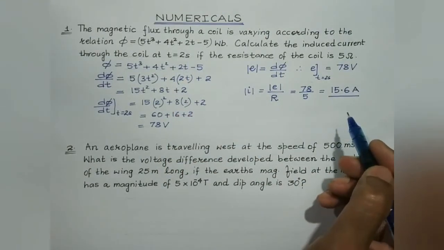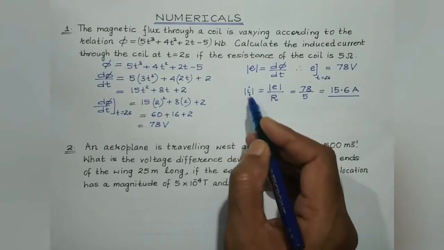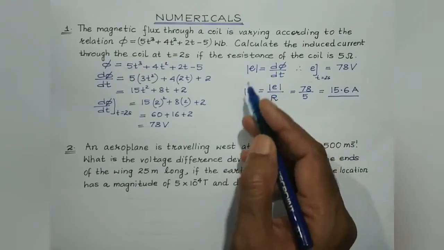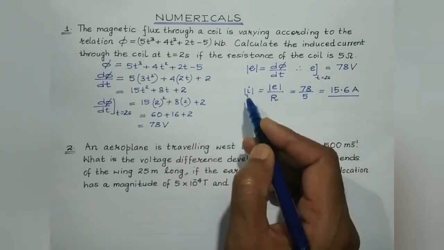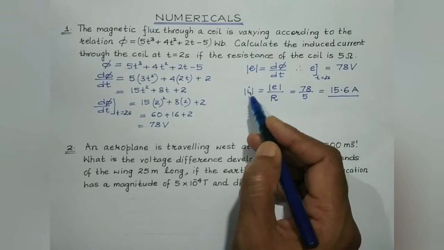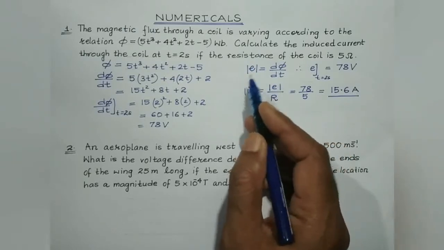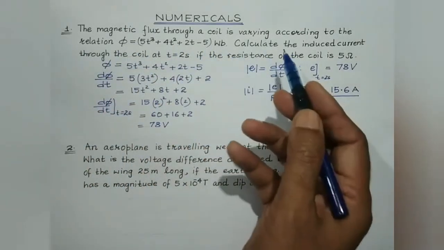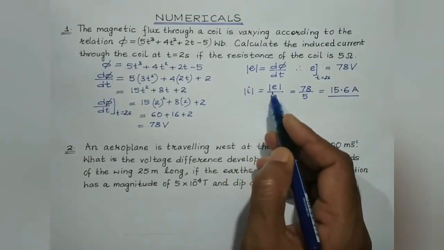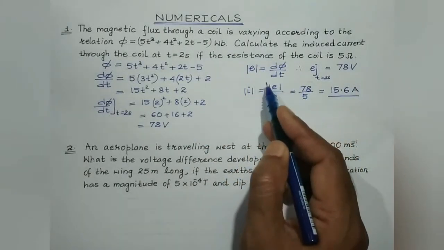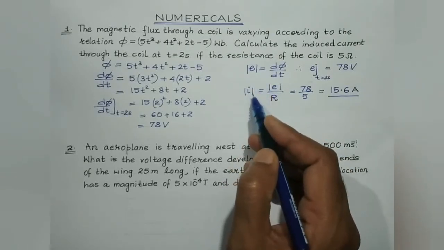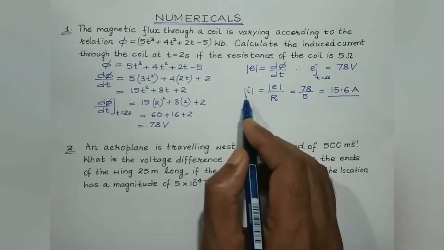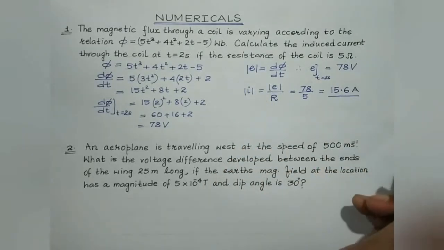Now here I must state that the induced EMF and the induced current both are of opposing nature, right? So if the flux through the coil is decreasing, then the direction of the induced current will be such that it will oppose the decreasing magnetic flux. And if the flux through the coil is increasing, then the direction of the induced current will be such that it will oppose the increase in the magnetic flux. So induced EMF and induced current both are always of opposing nature. And in magnitude, the induced current is found to be 15.6 ampere.